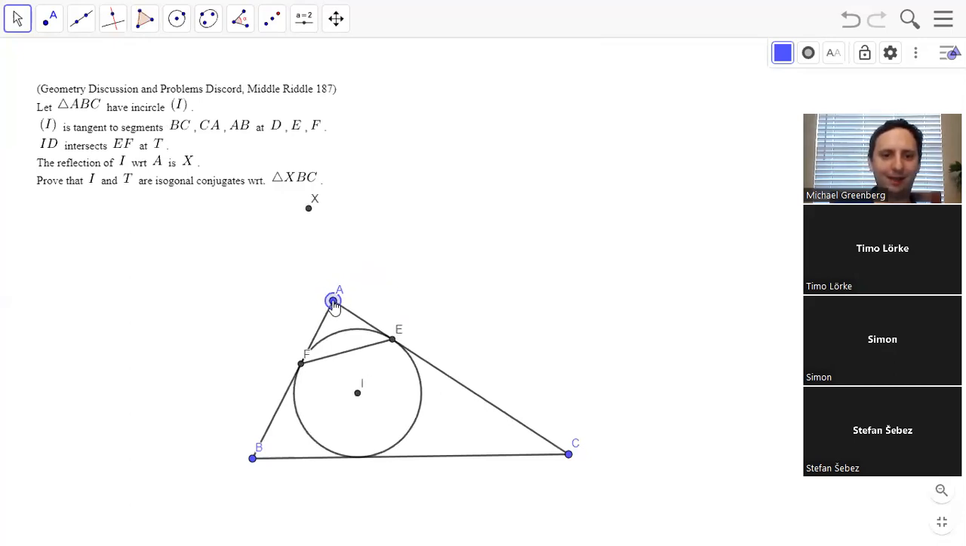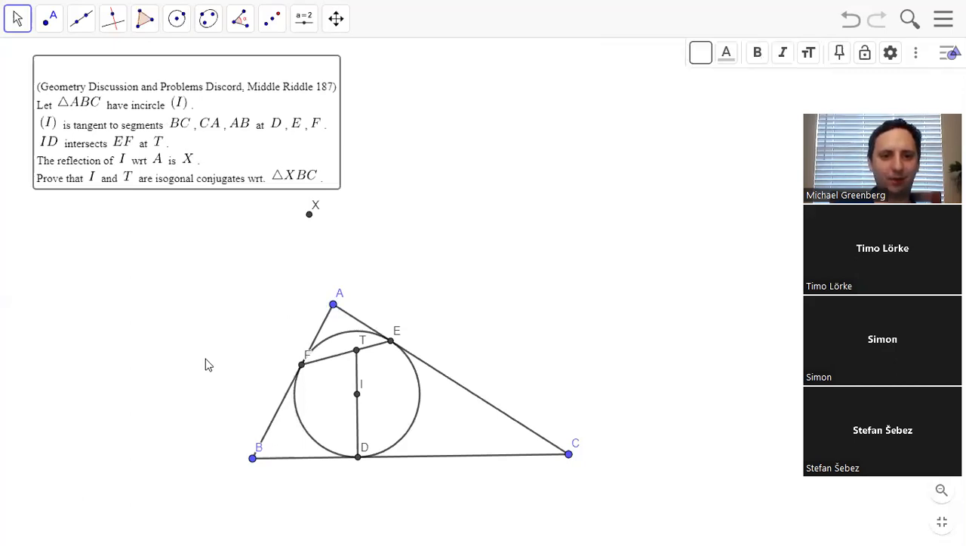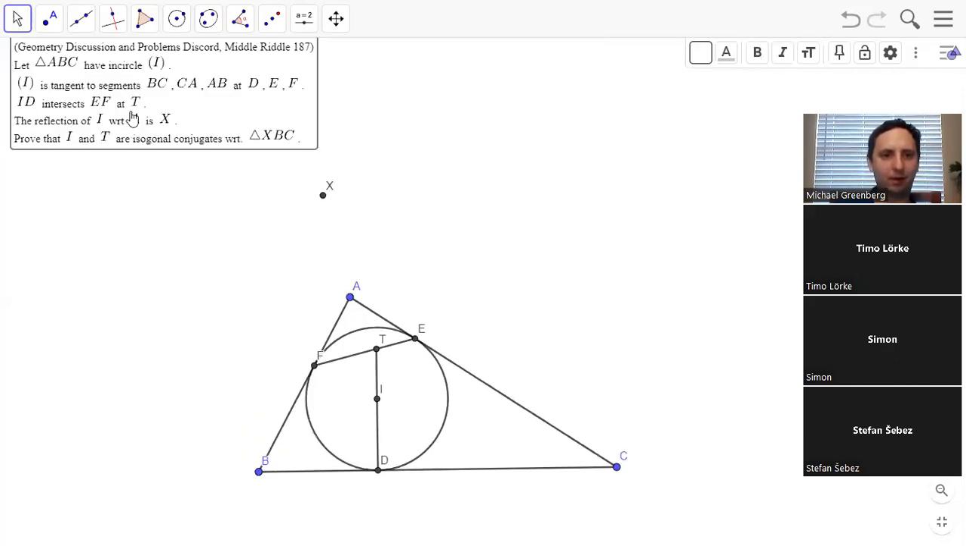Yeah, point D keeps disappearing. So there we go. That should be good. All right.